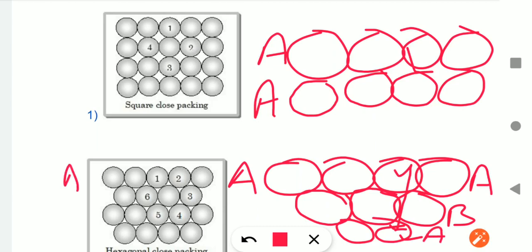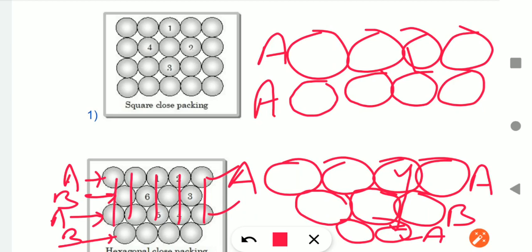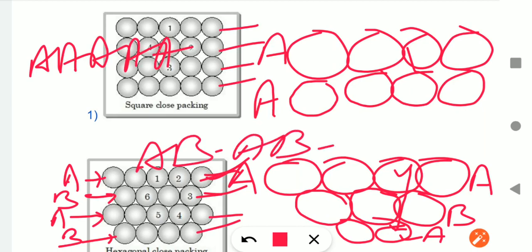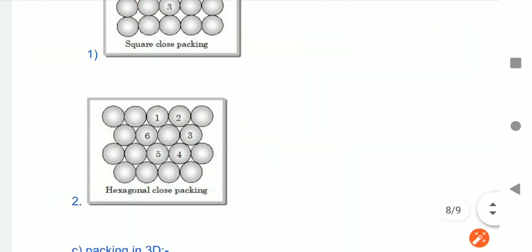As you are looking here, layer A, this is also A. Okay, and what is this? This is layer B and this is again layer B, because these two layers are aligned with each other. So here are two types of layer, A and B, and in square close packing, AB, AB, AB. Okay, so AB, AB, AB in 2 dimensions represents the hexagonal close packing.